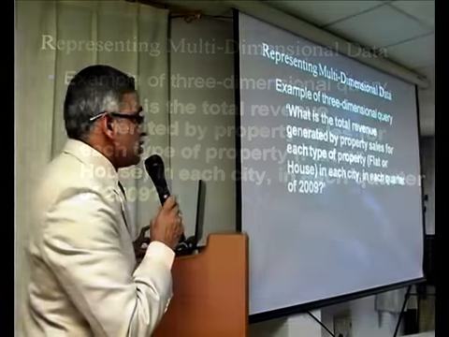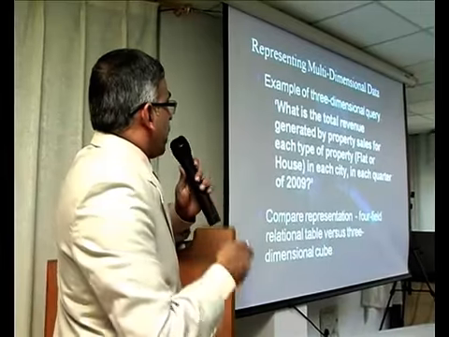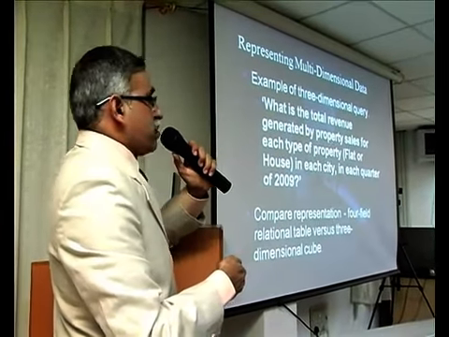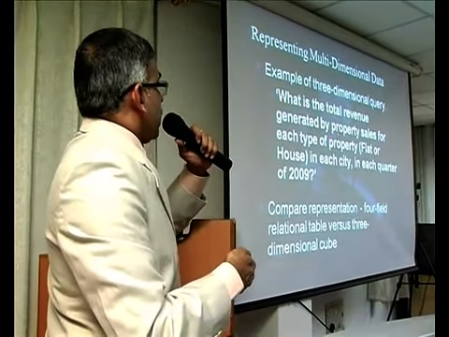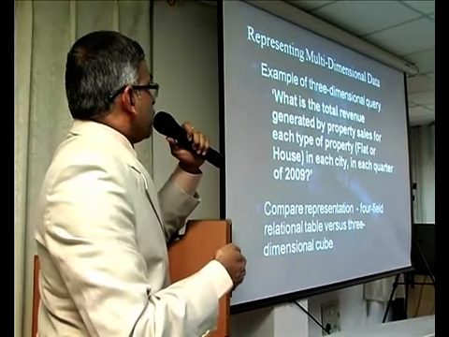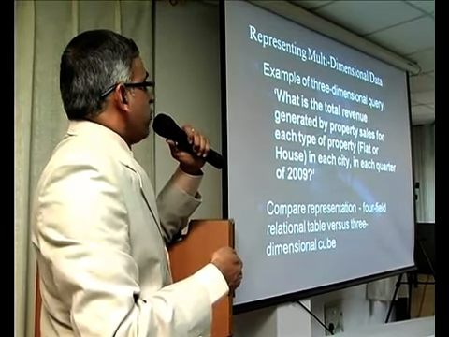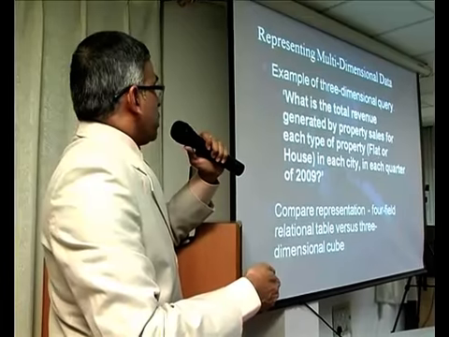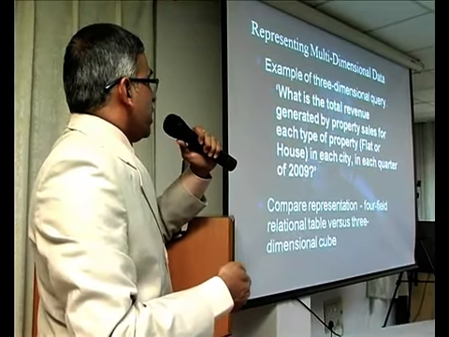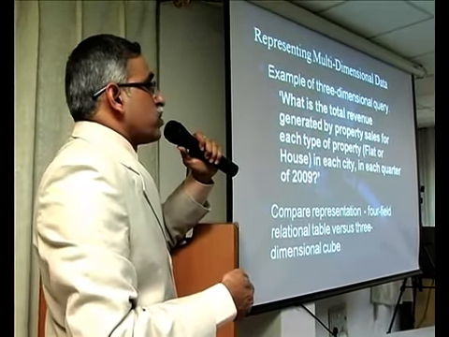If you extend the same representation by adding a property, say sales, what is the total revenue generated by property sales for each type of property, say either flat or house, in each city, in each quarter of 2009?